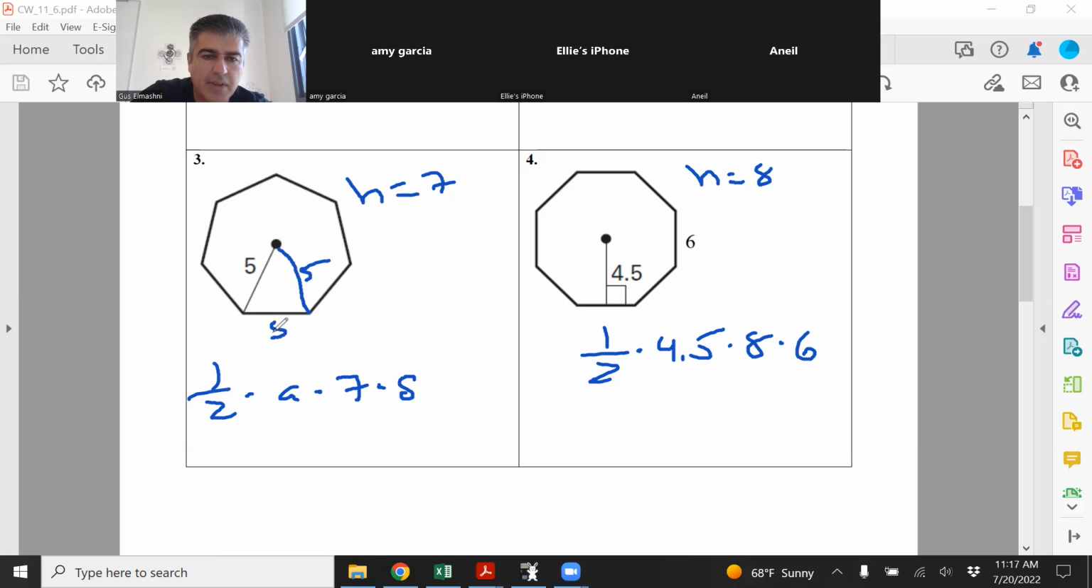But here, I don't know the length of the side, and I don't know the apothem. Well, for number 4, that's going to be pretty easy. That's just 1/2. If you work it out, what do you get? You get 108.